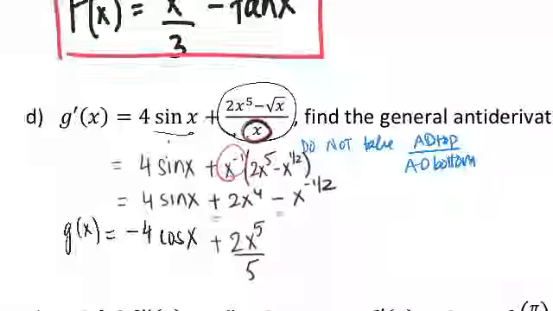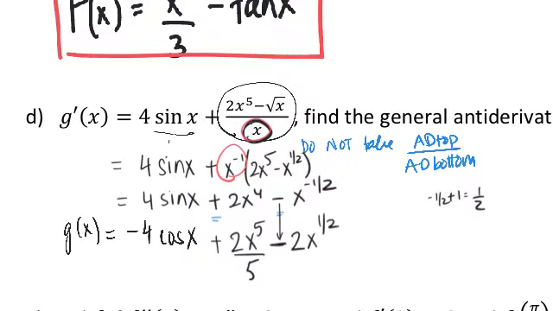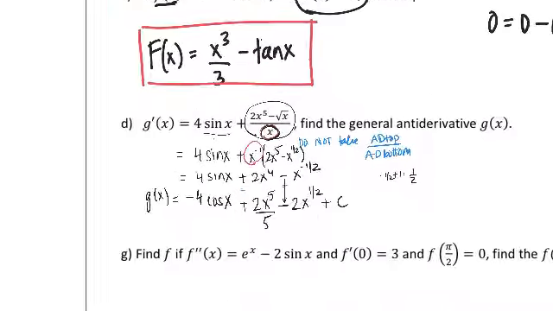So this becomes 2/5 x to the 5th. This one, negative 1/2 plus 1 is equal to positive 1/2. The reciprocal of that is 2. This negative will carry through, and I'll get negative 2x to the 1/2 plus c. We're asked to find a general antiderivative, so that's my answer.